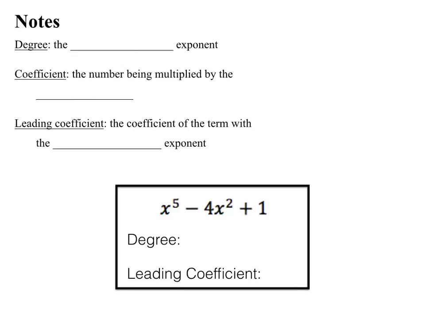The first word is the degree. The degree is simply the biggest exponent. So on this example I have down here, which is one of the ones that we were putting in order, the biggest exponent is a 5. So I would say this is degree 5.